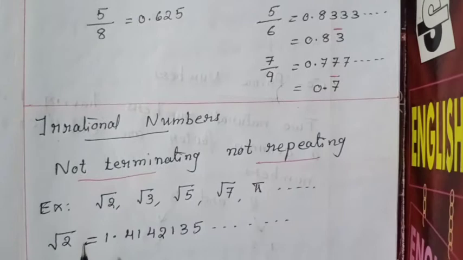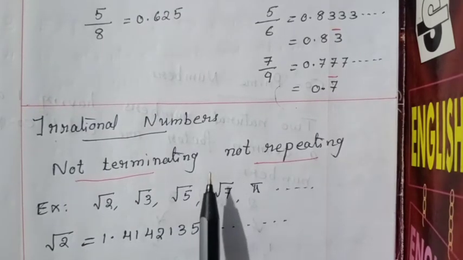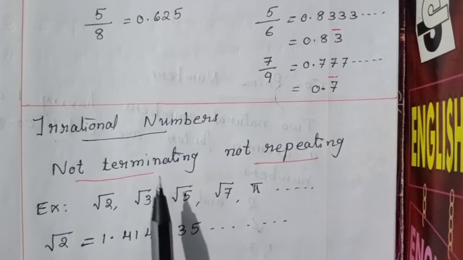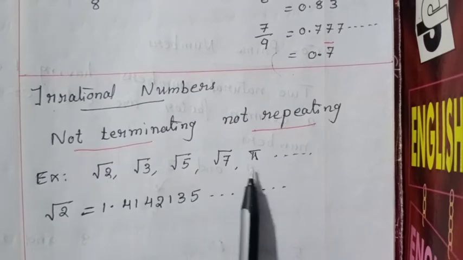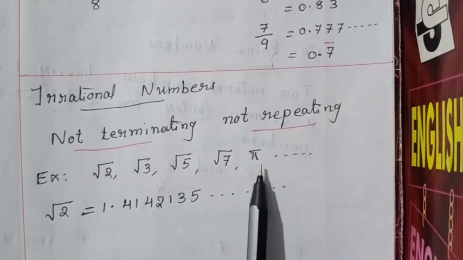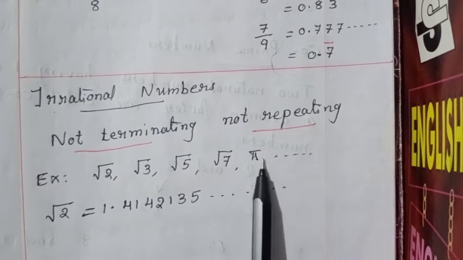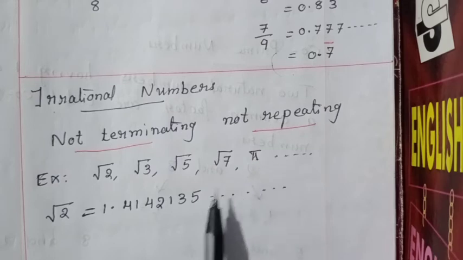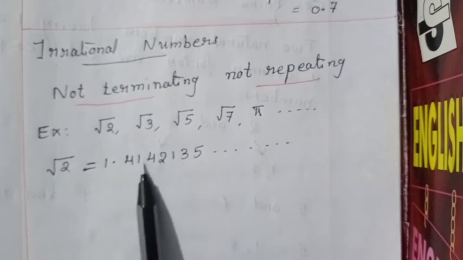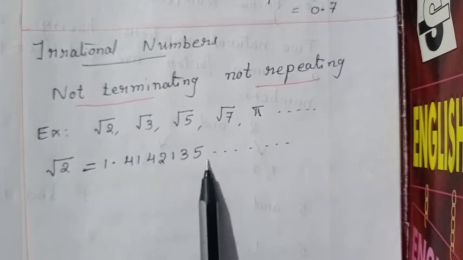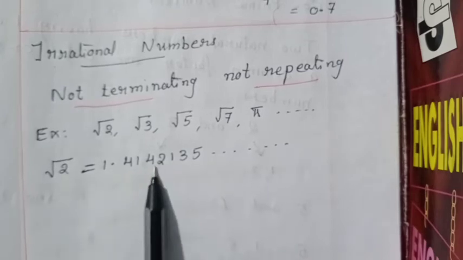Now what is an irrational number? An irrational number means not terminating, not repeating. That type of decimal representation is called an irrational number. So root 2, root 3, root 5, root 7, and pi, whose approximate value is 22 by 7, if you divide, is approximately 3.13 etc. Now root 2 is equal to 1.4142135. In this no particular digit is repeating, and it's not terminating either. Therefore root 2 is an irrational number.